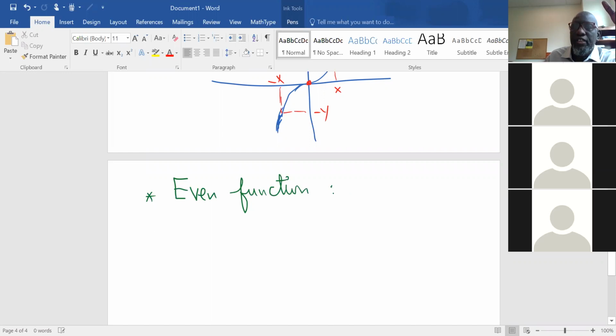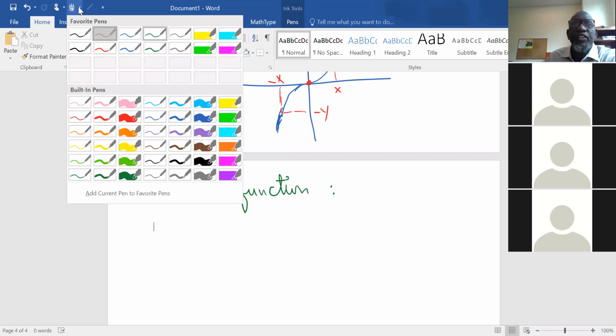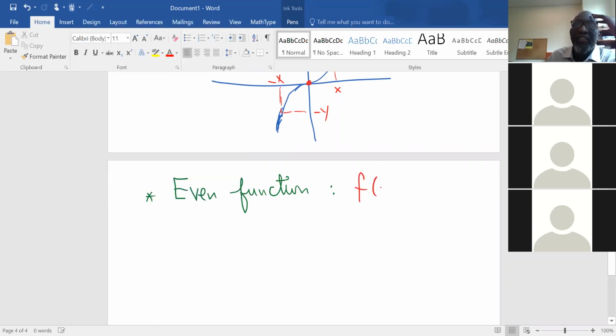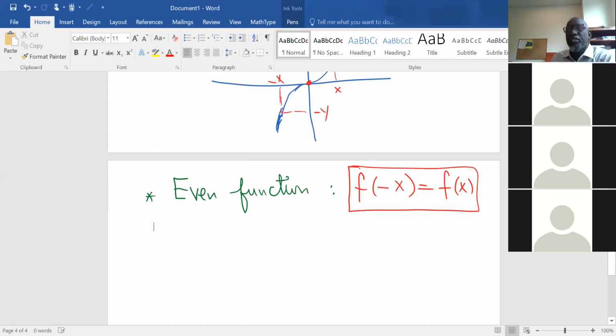An even function is when you plug in two opposite numbers and you get the same y. That is, f of negative x is equal to f of x. That is what you call an even function. An even function does not care whether you plug in a positive number or a negative number; it gives you the same y. Can you give me an example of such a function?